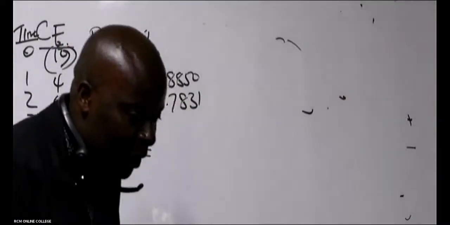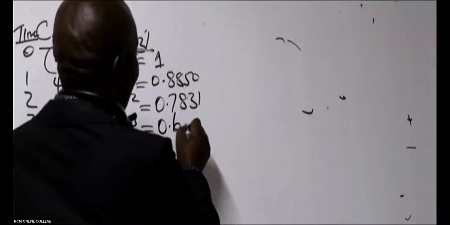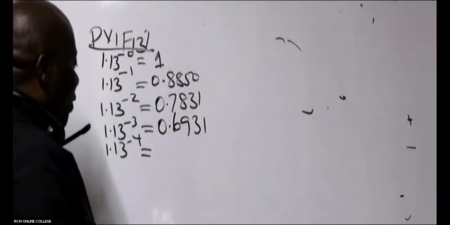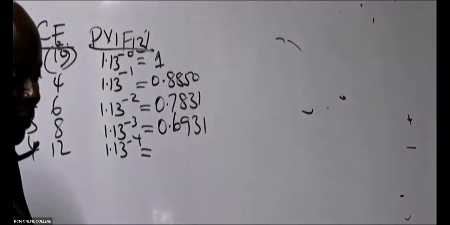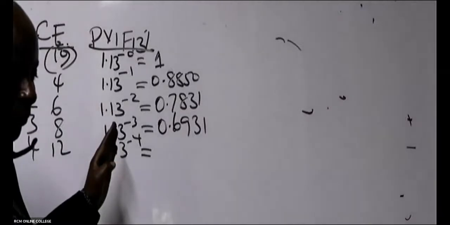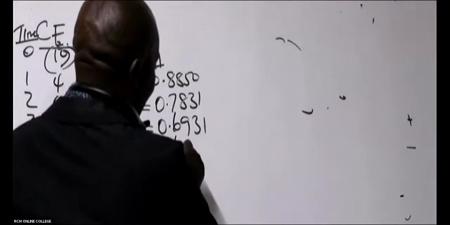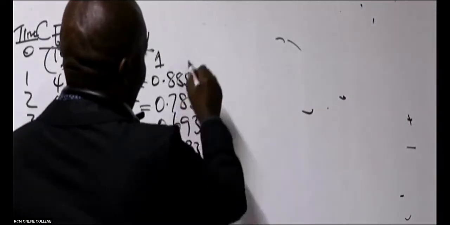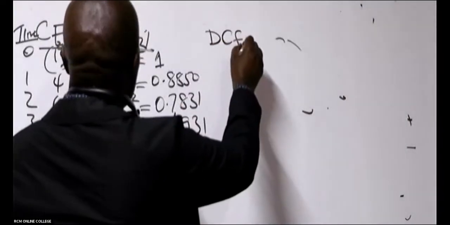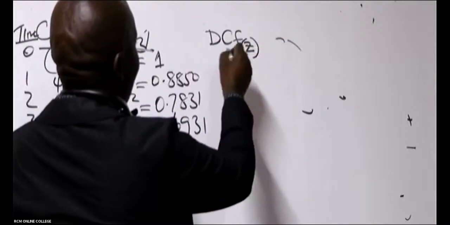Then we have 6931. Then the last one will be 1.13 raised to negative 4, which is 0.6133. So then come and give us discounted cash flows for Z.